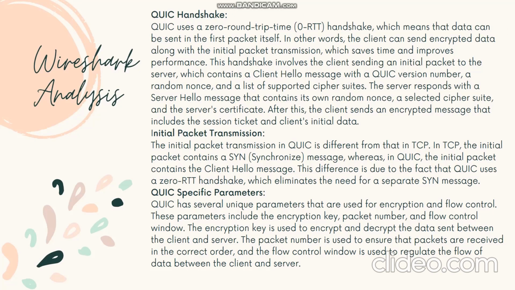Moving on to the next, the QUIC specific parameters. QUIC has several unique parameters that are used for encryption and flow control. These parameters include the encryption key, packet number, and flow control window. The encryption key is used to encrypt and decrypt the data sent between the client and server. The packet number is used to ensure that packets are received in the correct order. The flow control window is used to regulate the flow of data between the client and the server.